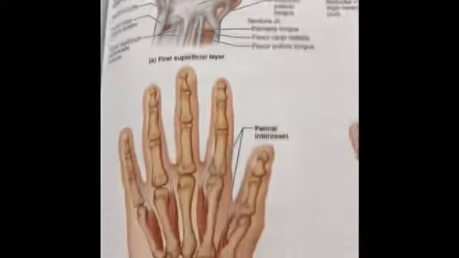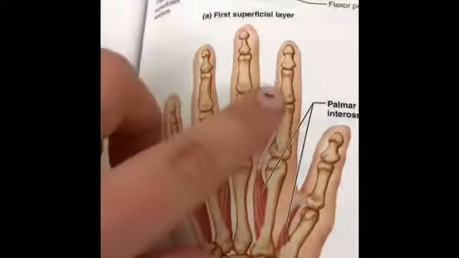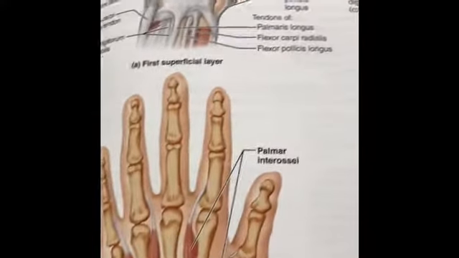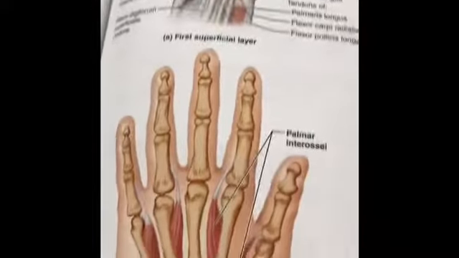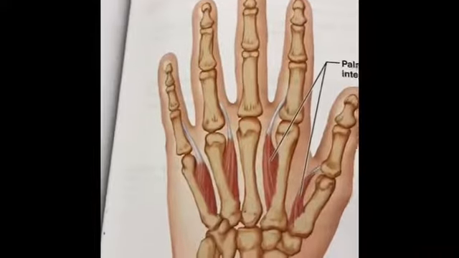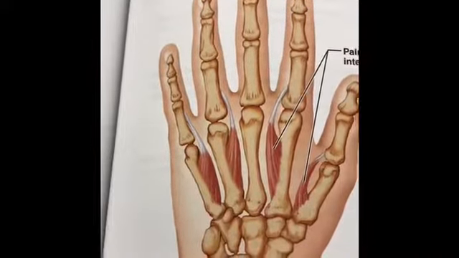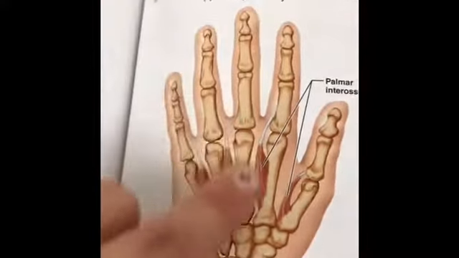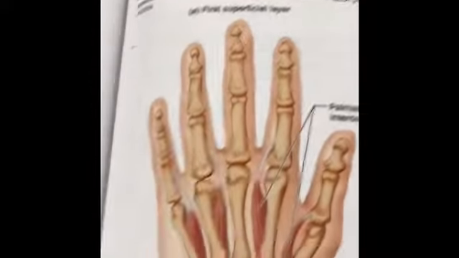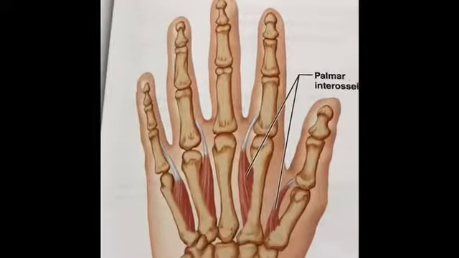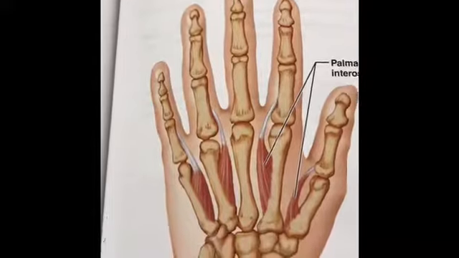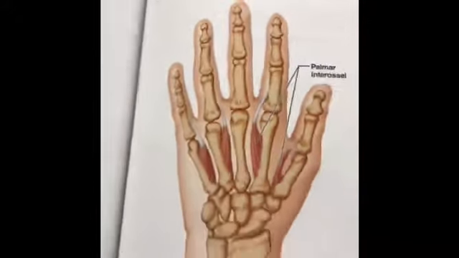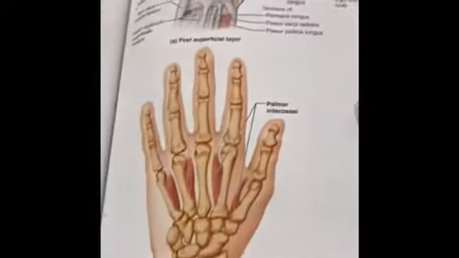The palmar interossei are here. The origin is the side of each metacarpal that faces the mid-axis of the hand, 3, but absent from the actual third. The insertion is extensor expansion on the first phalanx of each finger except 1. The action is it adducts the fingers.